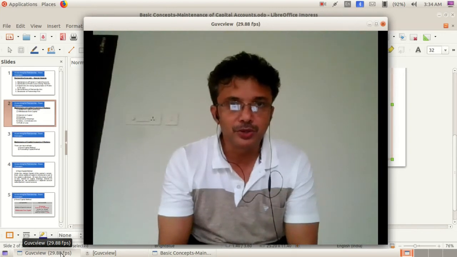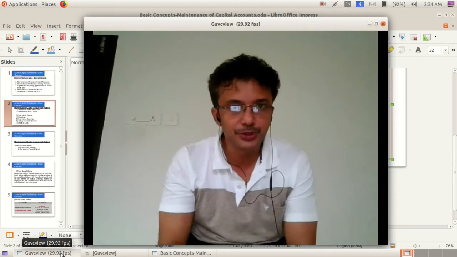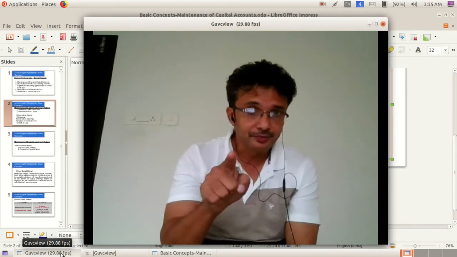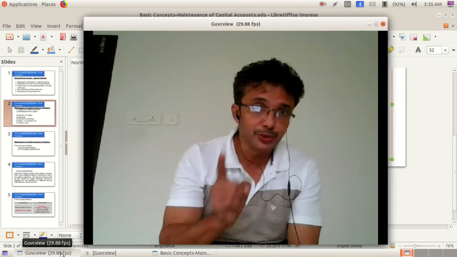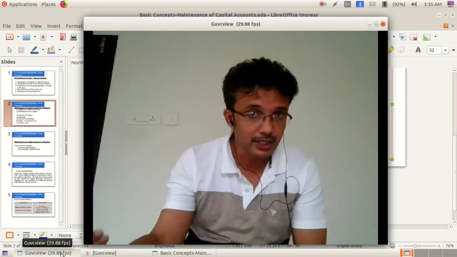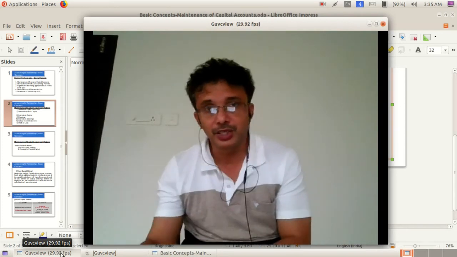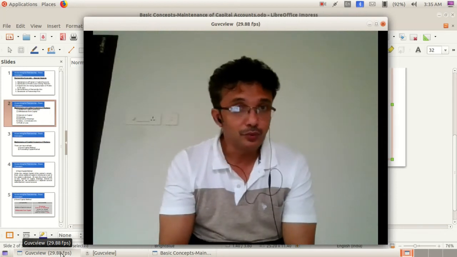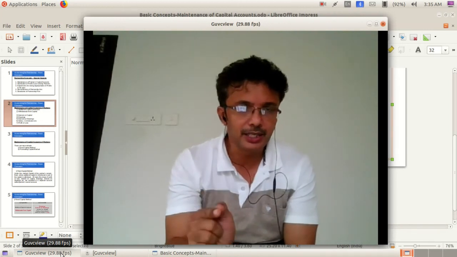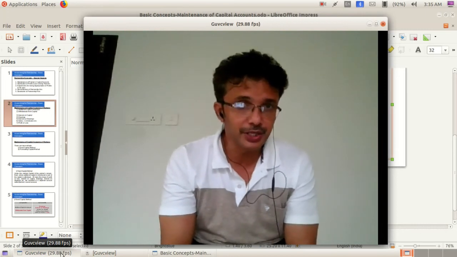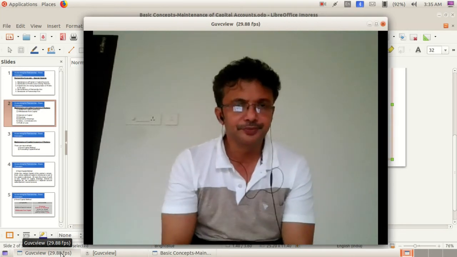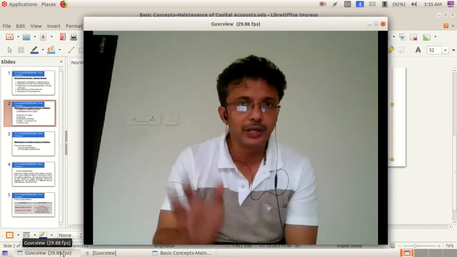Because here the capital is introduced by not just one person. In a sole trading concern there was only one person who introduced the capital, and you needed only one account, the capital account. But here the case is different. You have at least two persons, maybe three, maybe four, as partners. With just one capital account it will not be possible to keep track of the transactions. So if you have four partners you need four capital accounts, and if you have five partners you have five capital accounts.